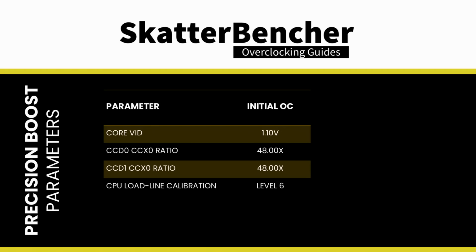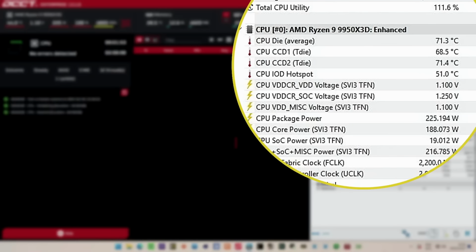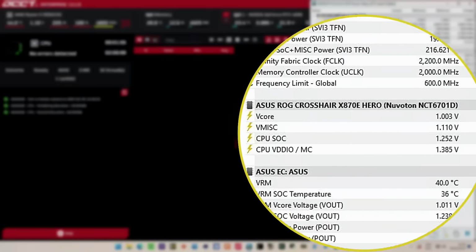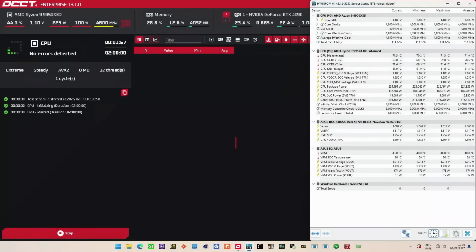In my case, I pick a CCX ratio of 48x for both CCDs and a VID of 1.1 volt and level 6 voltage load line. This gives me a temperature of 70 degrees Celsius and an effective voltage of 1 volt. That means we can further increase the voltage until we get to about 90 degrees Celsius.